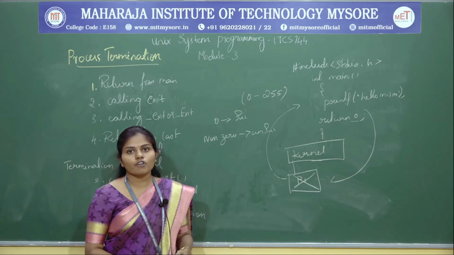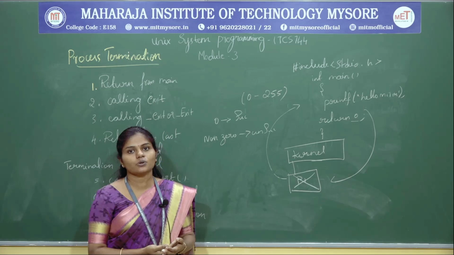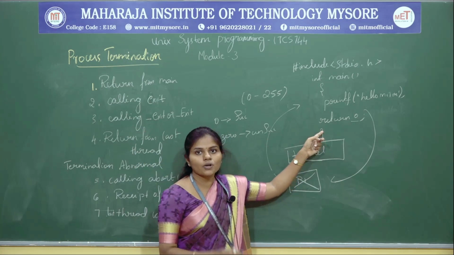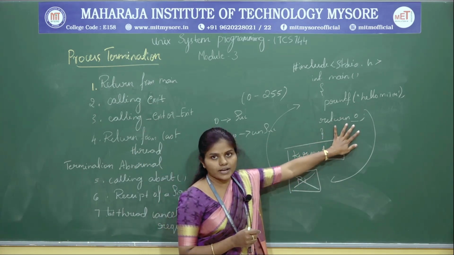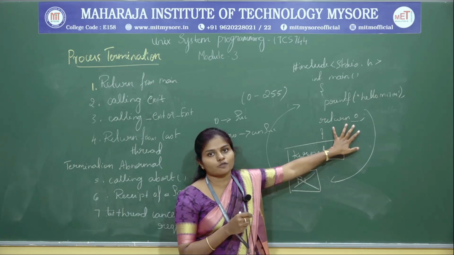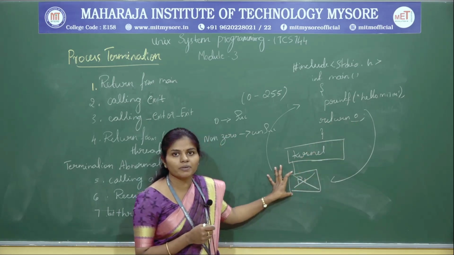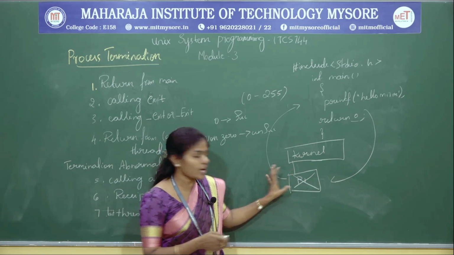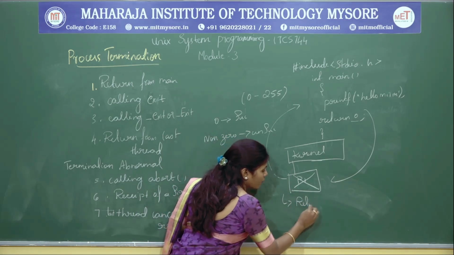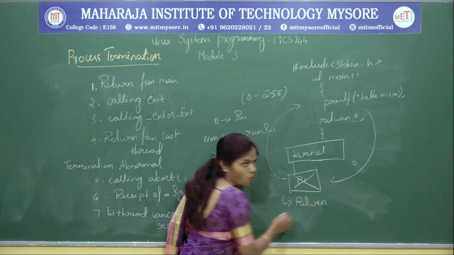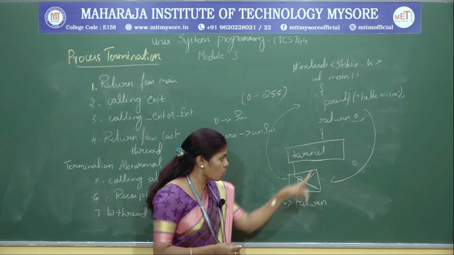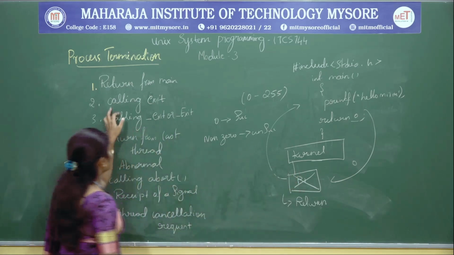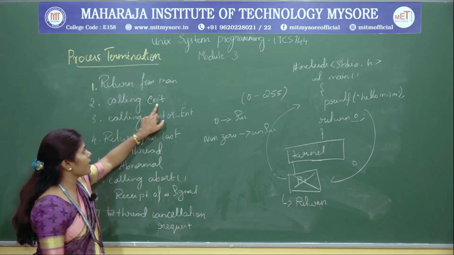Not only the main function, a user defined function also returns some value to the called function, right? Now the main function returns 0, which indicates that it is successful. So the process is going to terminate successfully, that is, normally, by using the return statement. When it fetches return 0, it terminates normally. Second case, calling an exit function.